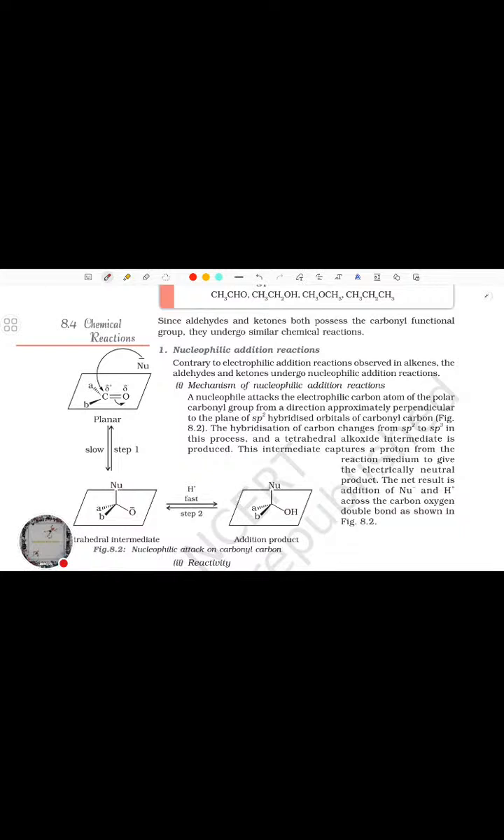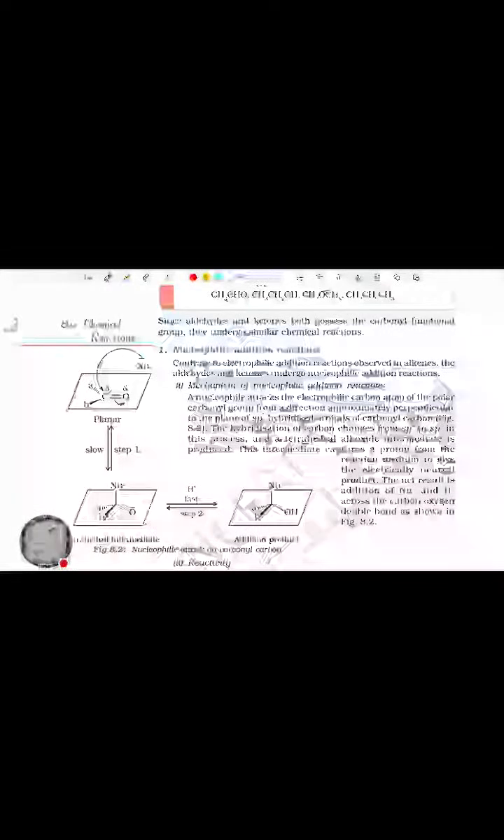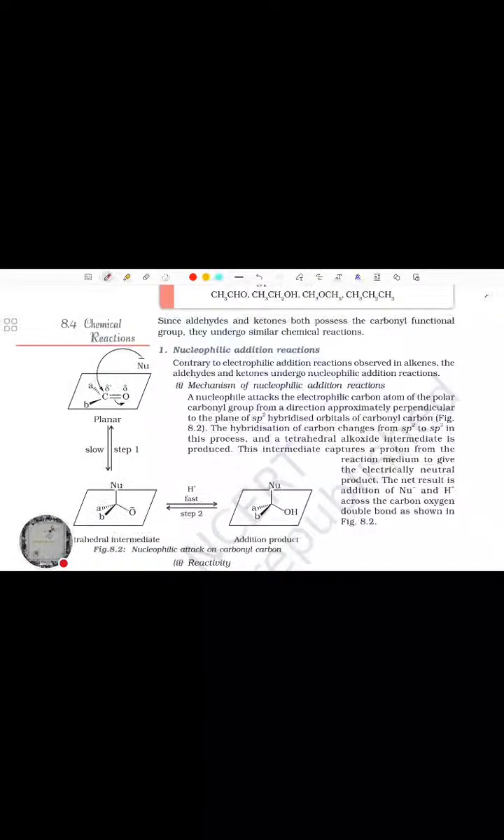First, nucleophilic addition reactions. Contrary to electrophilic addition observed in alkenes, the aldehydes and ketones undergo nucleophilic addition reactions. So that is, unlike the electrophilic addition we saw in alkenes, here a nucleophilic attack happens, they say. Why? Because basically in alkenes there will be a pi bond cloud, which means it's something like an electron rich center. So obviously an electrophile is attacking over there. Fine, that's great.